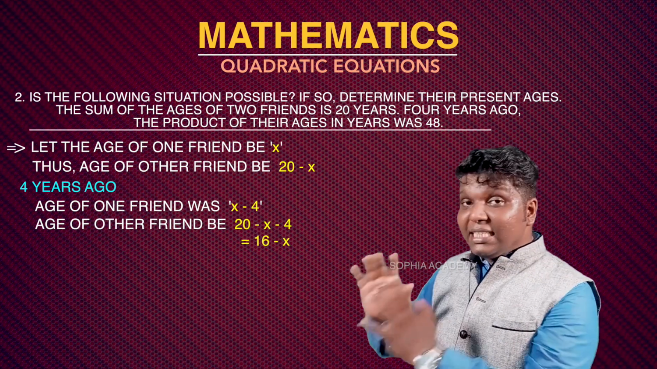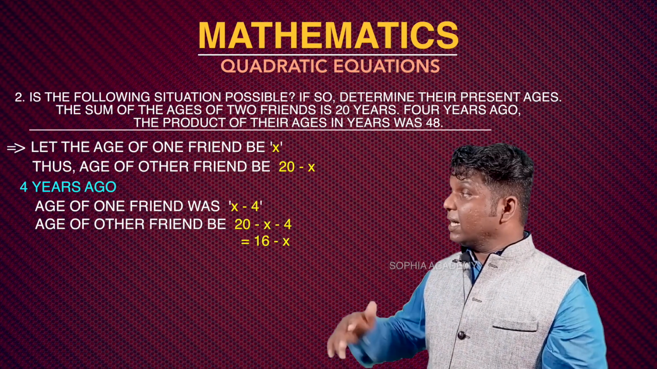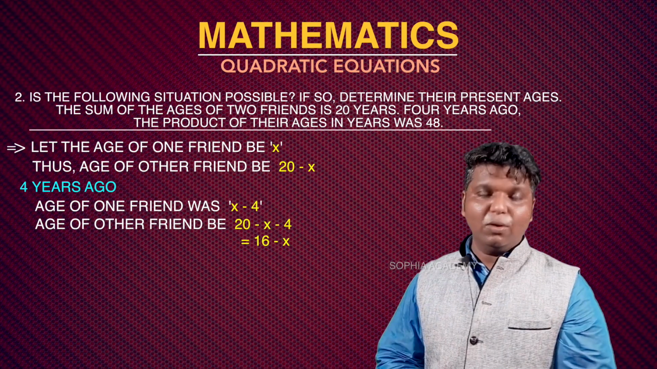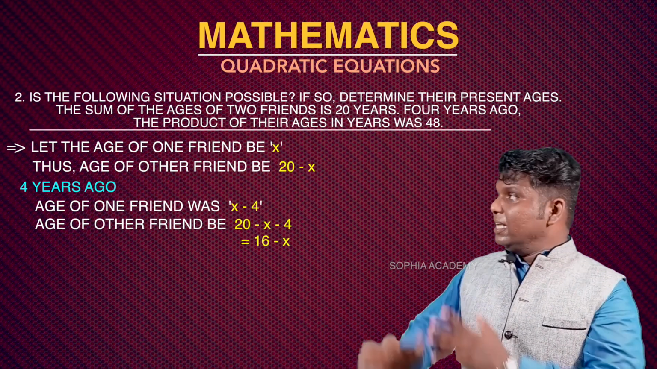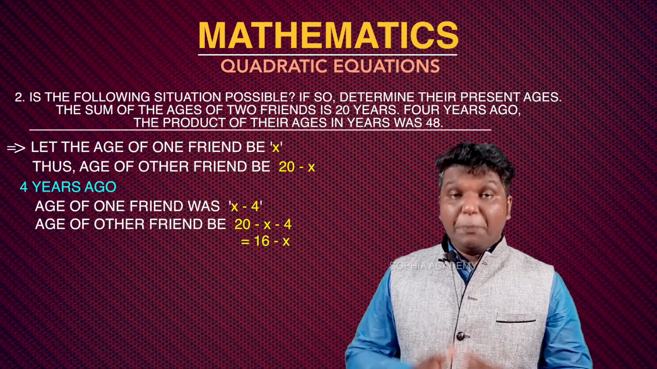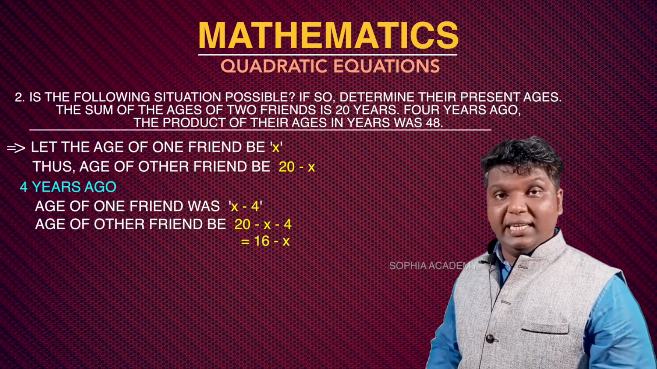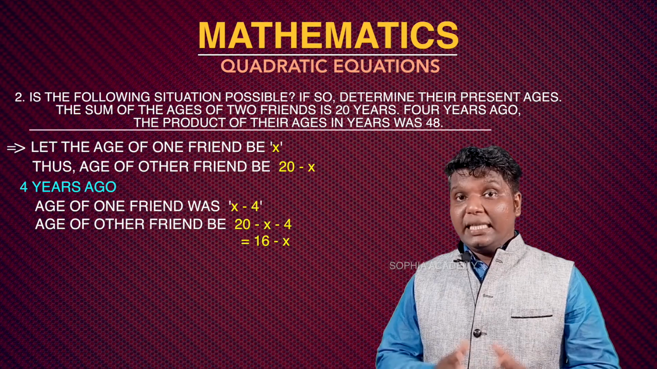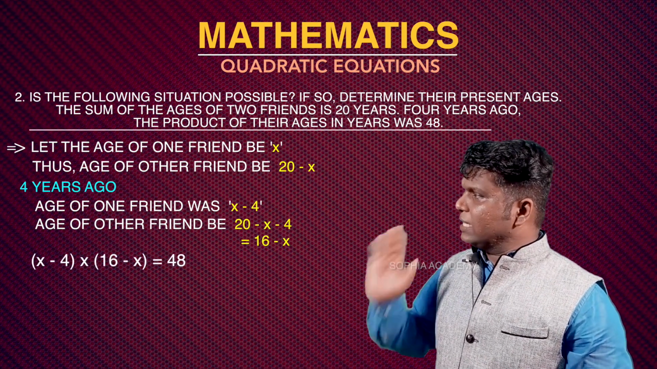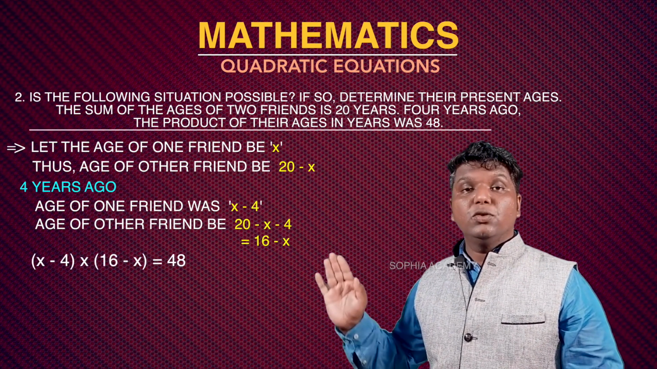Okay. So in this situation, one condition is also mentioned. What is the condition mentioned? Check out the second line of the question. The product of their ages was 48. The product of their ages means (X minus 4) into (16 minus X) is equal to 48.